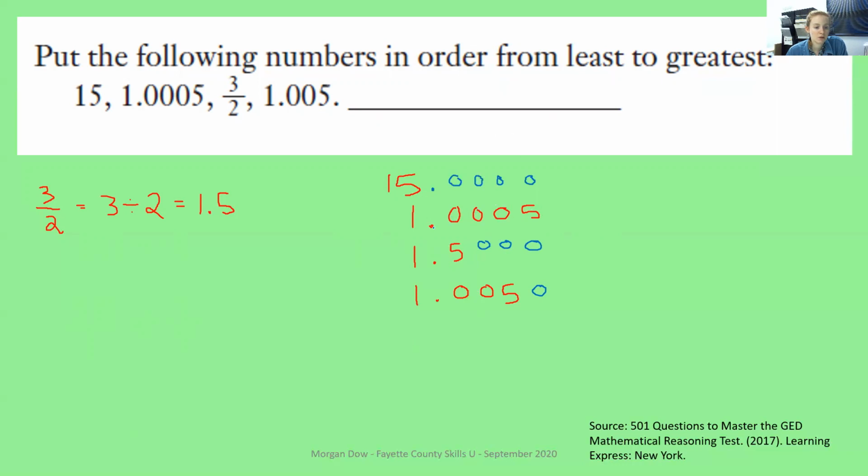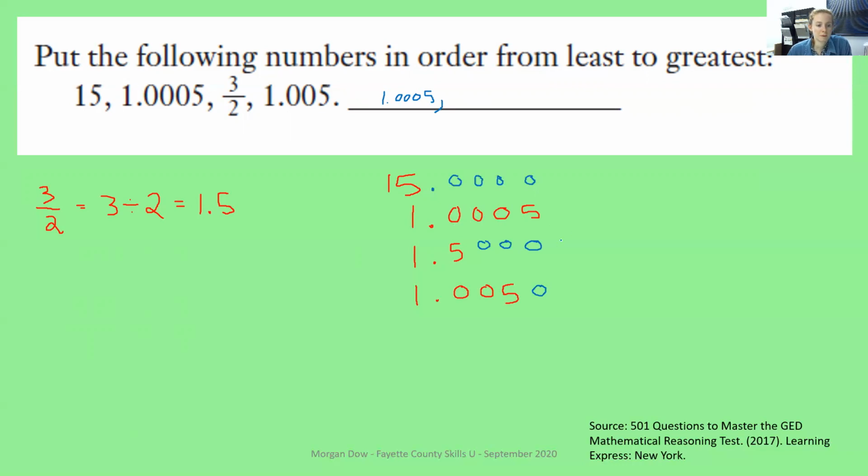Looking at my numbers here, 1.0005 is the smallest number. It has 0 tenths, 0 hundredths, 0 thousandths, and only has 5 little ten-thousandths there. So 1.0005 is going to be our smallest number, first on the list.